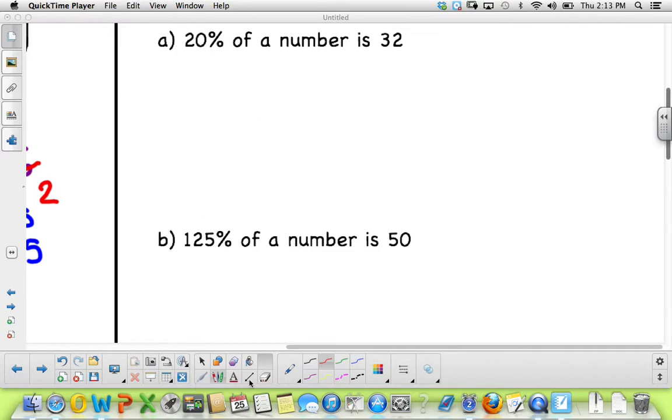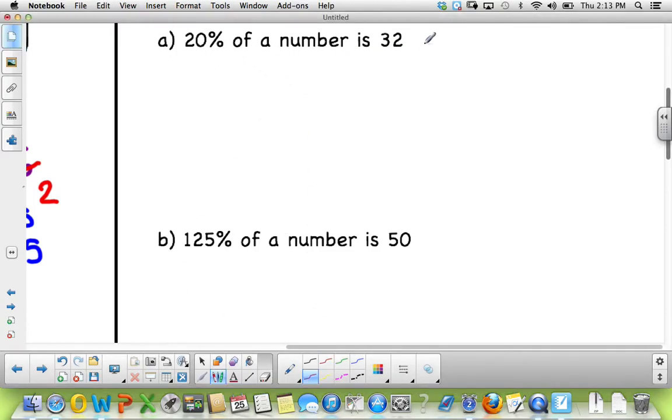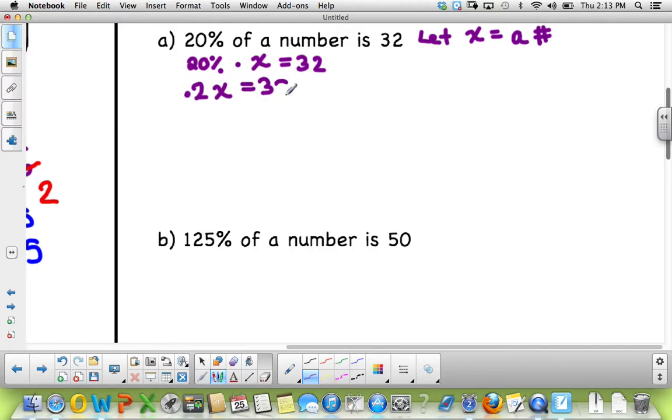So A says 20% of a number is 32. Well, that's the same thing as saying 20% of means multiply. A number we will define as x is 32. Now whenever you introduce a variable, you need to have a let statement. So I'm going to let x equal the number. Now whenever you deal with percentages, you need to change them to decimals. So this is 0.2. So we have 0.2x equals 32.